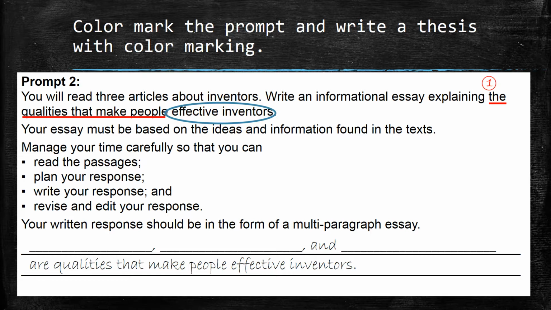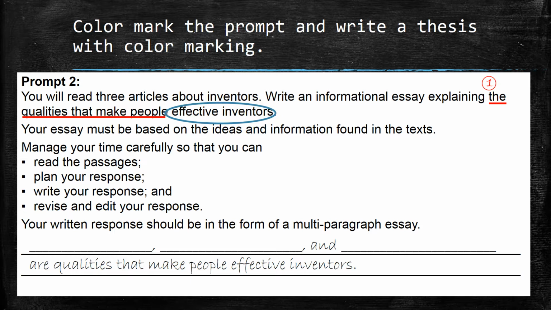It doesn't matter if later on I find out there's 4. I can always add that in. But I need to know that you can make a thesis statement and that you're prepared to fill in the blanks, where the blanks go. So you don't have to write this exact one. You could write qualities that make people effective inventors are blank, blank, and blank. Okay, I don't mind however you do this.